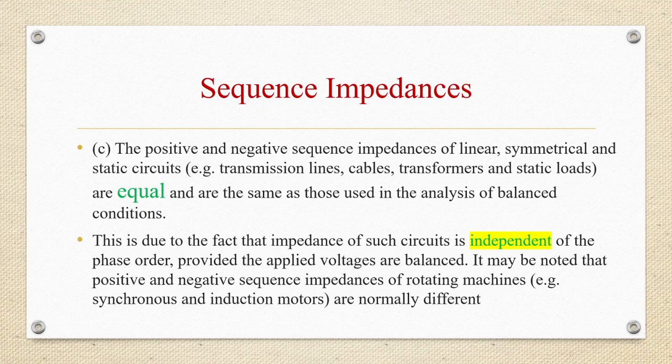Now let us see the third point. Positive and negative sequence impedances of linear, symmetrical and static circuits. Examples are transmission lines, cables, transformers, static loads, etc. In these equipments, the positive and negative sequence impedances will be equal and they will be the same as those used in the analysis of balanced conditions. So in the case of transmission lines, cables, transformers, etc., positive and negative sequence impedances will be equal and the same as those used in the analysis of balanced conditions.